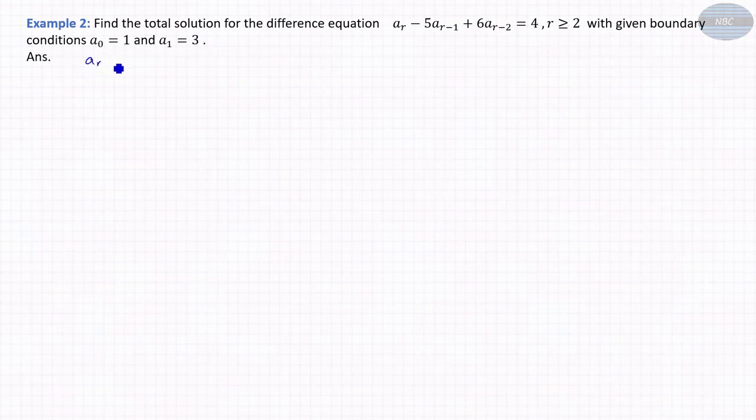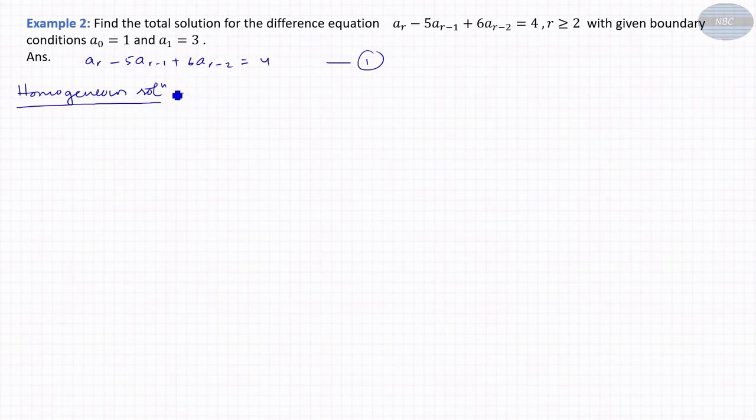So this is a_r minus 5 a_{r-1} plus 6 a_{r-2} is equal to 4. So let it be equation 1. First of all, we will find out the homogeneous solution. Okay, so the characteristic equation is alpha square minus 5 alpha plus 6 is equal to 0. So this is the characteristic equation.